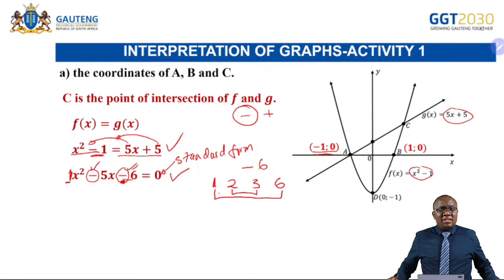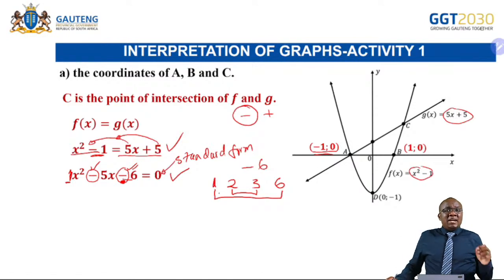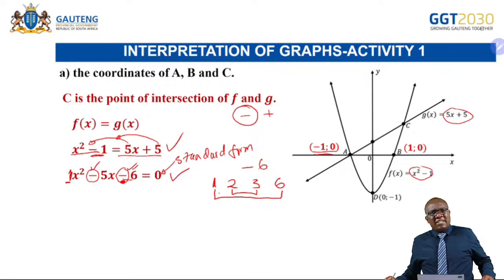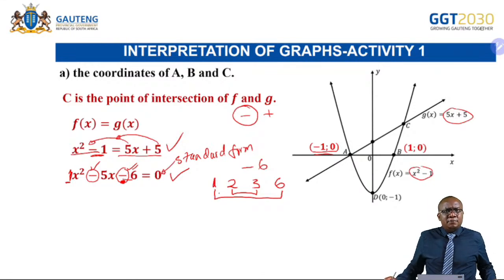Which combination can give us negative 5? Remember, one must be negative, the other must be positive, and the bigger one must be negative. So which combination? Is it 2 and negative 3? What is negative 3 plus 2? That's negative 1. It's out. And then negative 6 and 1? That's what we want. Negative 6 and 1.